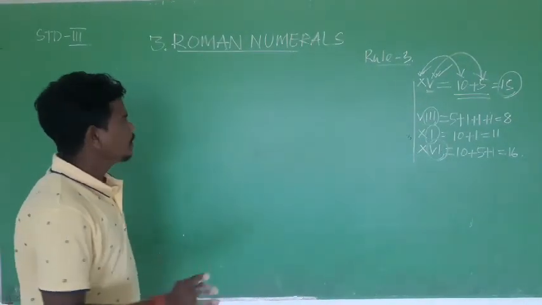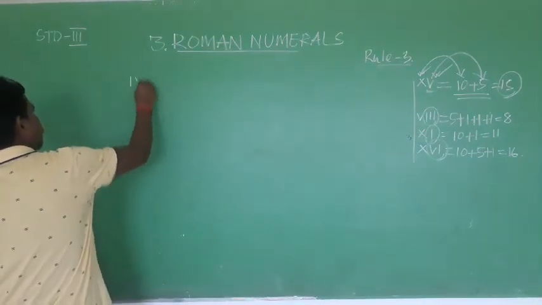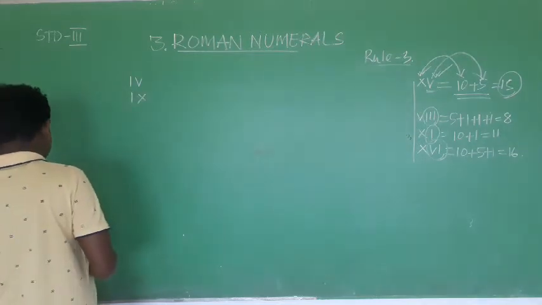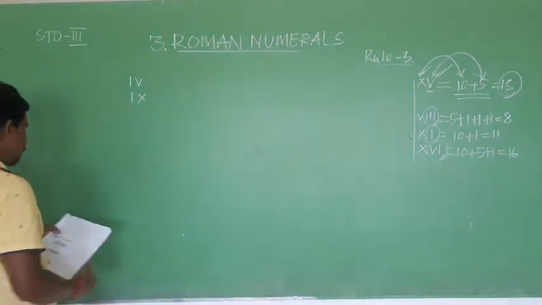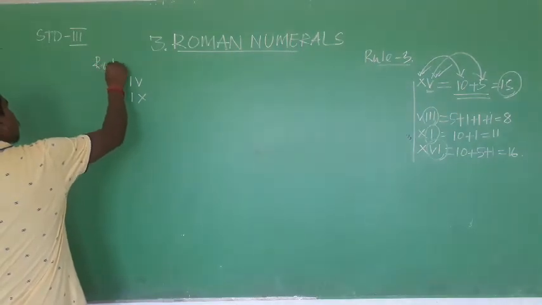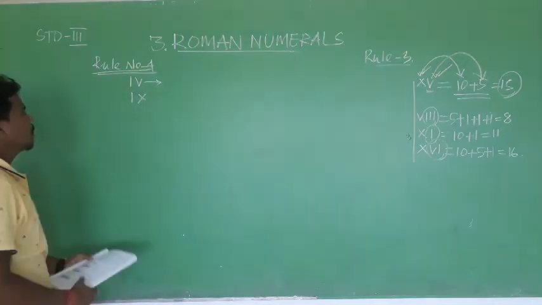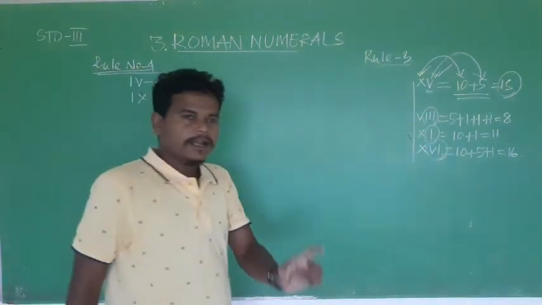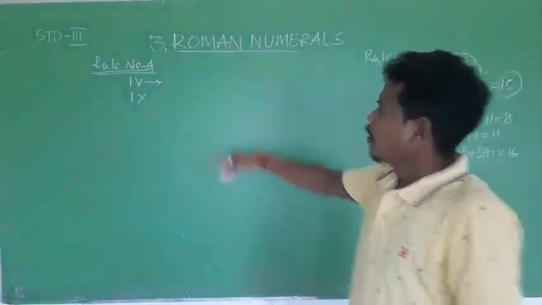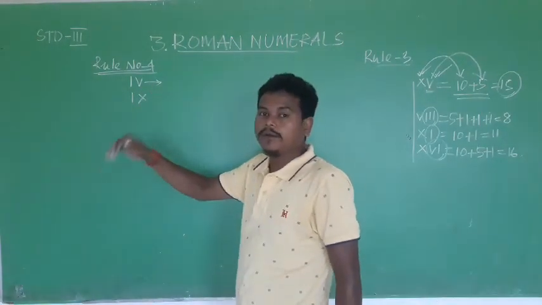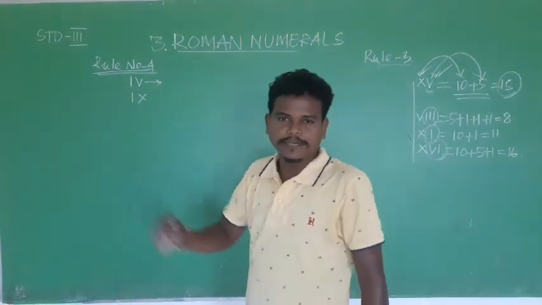Okay. Suppose there is IV, IX. IV and IX. Remember, this is rule number what? 4. Rule number 4. Rule number 4 says when a numeral is placed before the numeral of greater value, then the resulting numeral will be their difference.